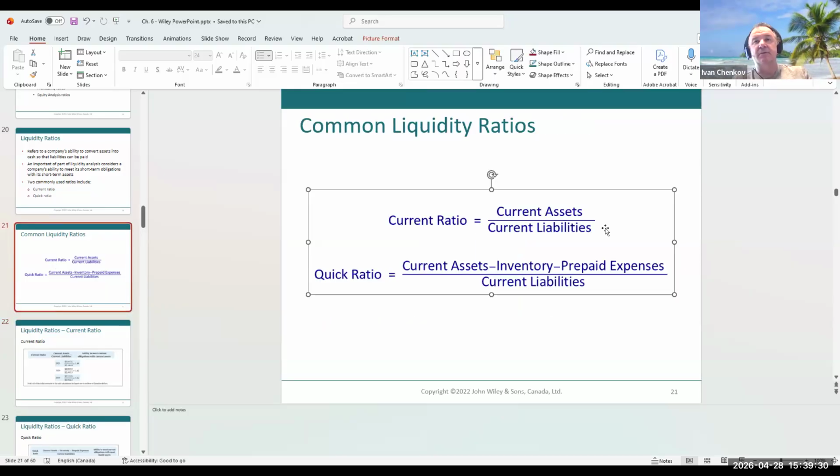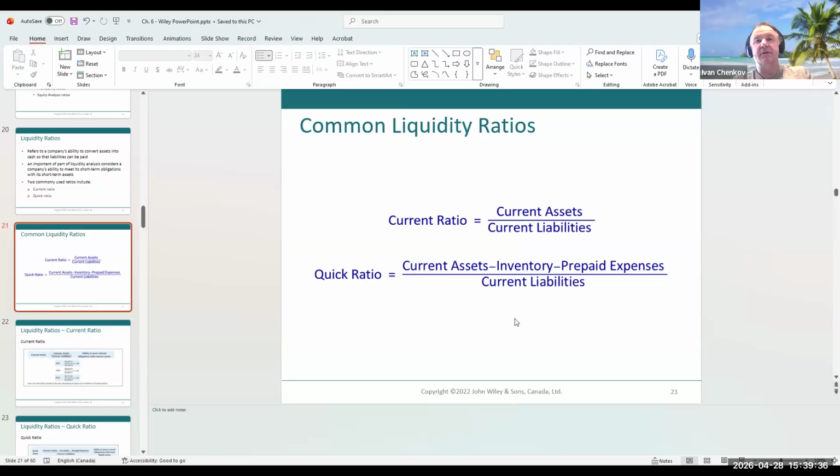Once we know that the current ratio is current assets divided by current liabilities, what does it mean if the current ratio is equal to 1? If we have a current ratio of 1, what does that mean to us? That simply means that the current assets are equal to current liabilities, correct?